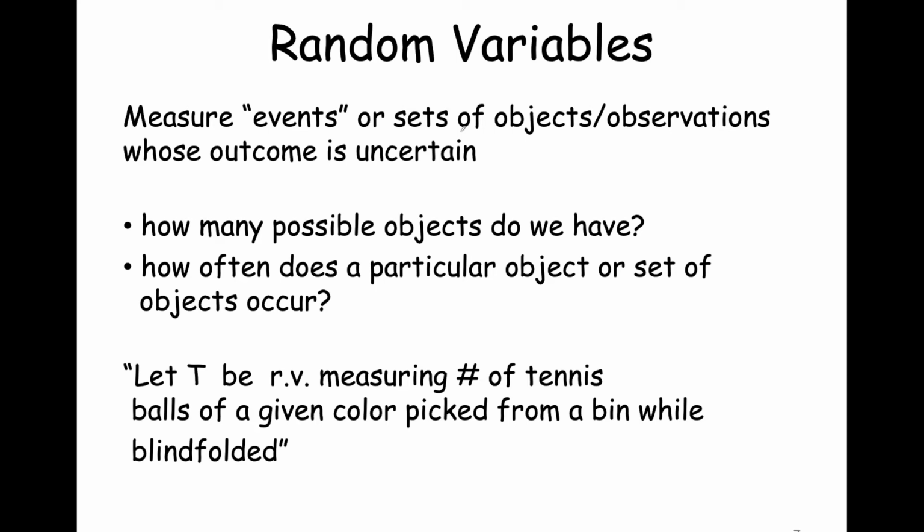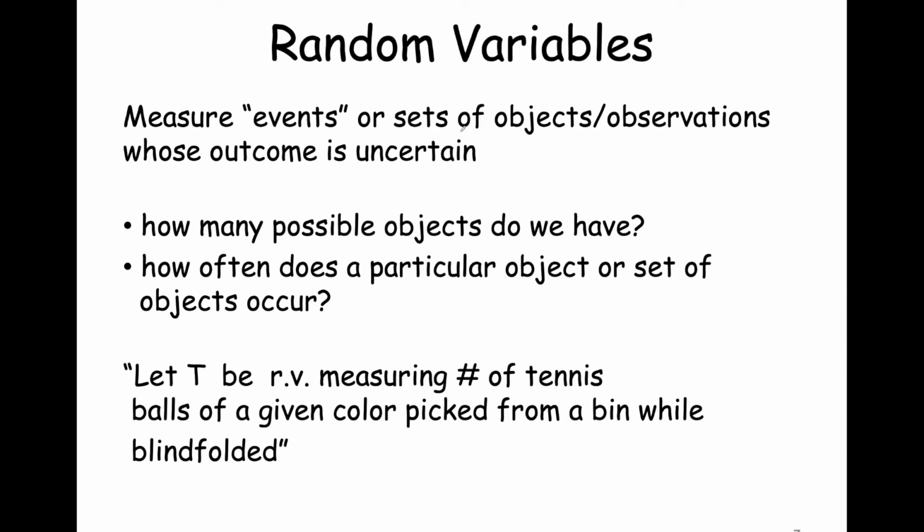So a random variable measures events or sets of objects or observations whose outcomes are uncertain. So one question we might ask with a random variable or measure: how many possible objects do we have? Or how often does a particular object or set of objects occur? So let's begin with this example.